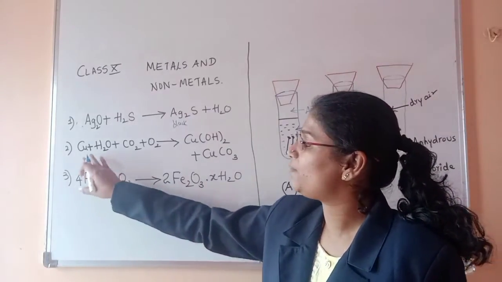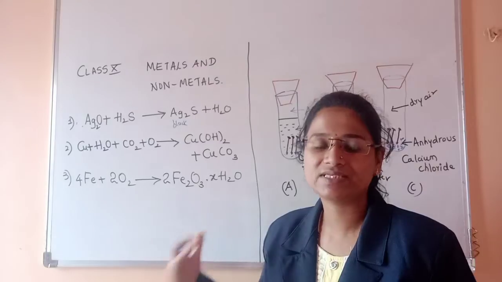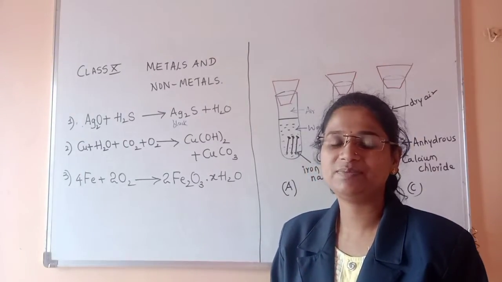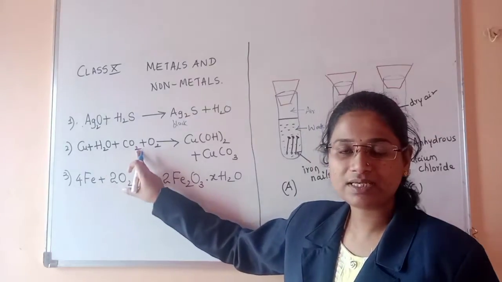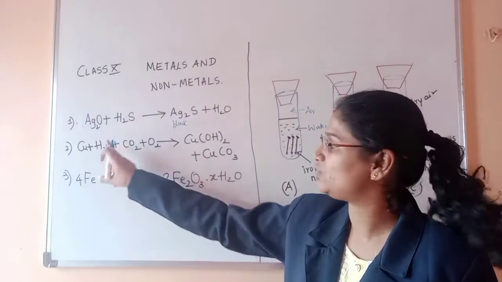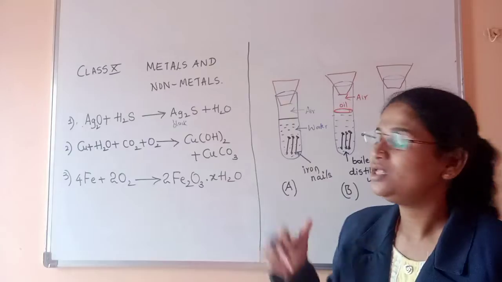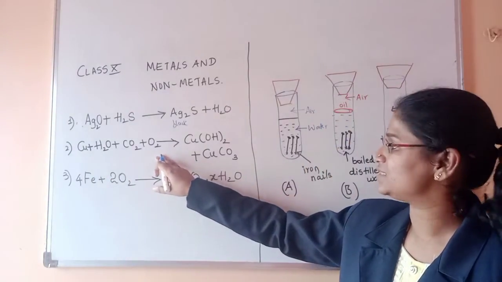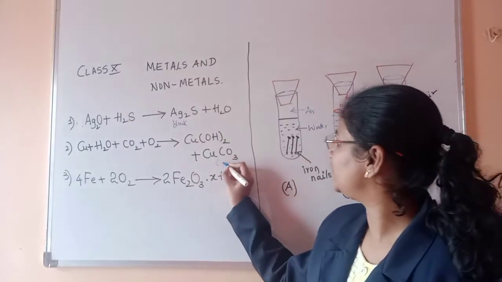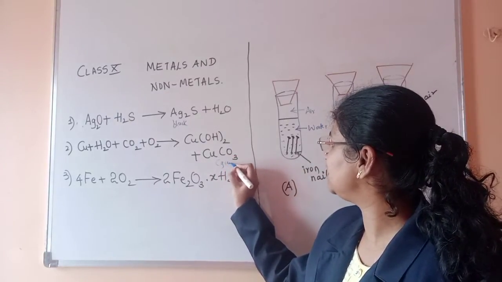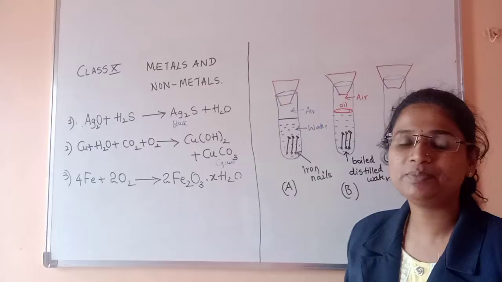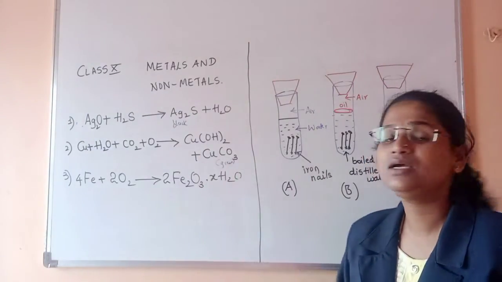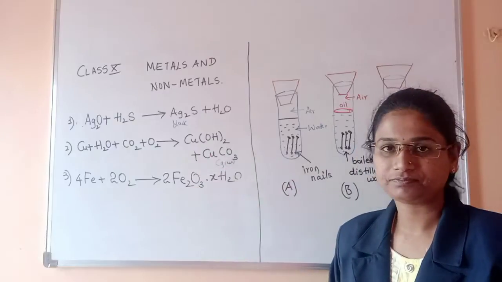Like that, when copper utensils or copper vessels are exposed to the surroundings, in the environment we have water, carbon dioxide as well as oxygen. Water might be in the form of moisture also. When the copper reacts with all these substances, it will develop a green color coating on it. That green color coating is nothing but copper carbonate.